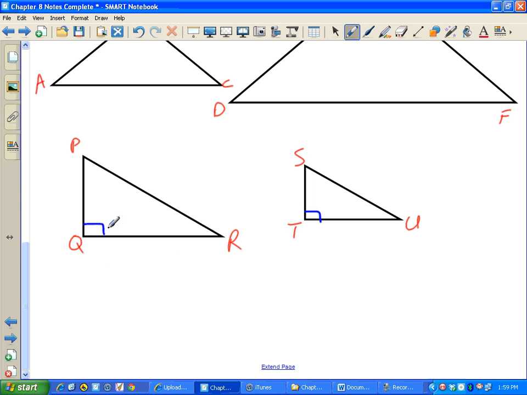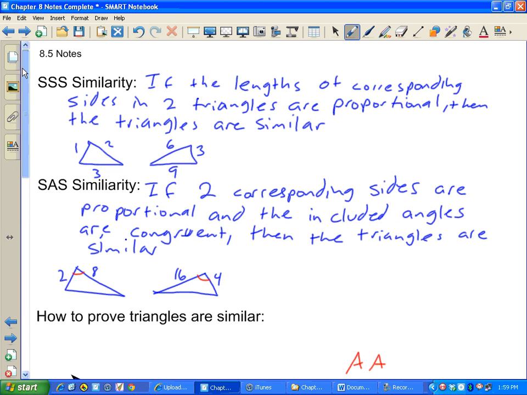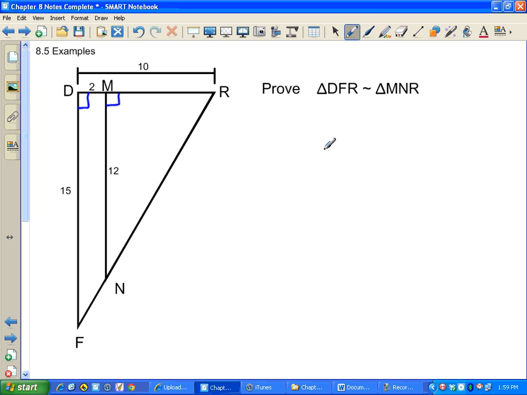Okay, here I've got a right angle. I can count that as my angle. Okay, so the last one I need is side-angle-side. So I need PQ over ST to be equal to QR over TU. Okay, so what's nice about right angles is if I have a right angle or perpendicular, I already have one angle. So all I need is one more angle, or I need to get proportional sides around it, or 3 proportional sides. Okay, so let's look at an example where I could use any one of these.